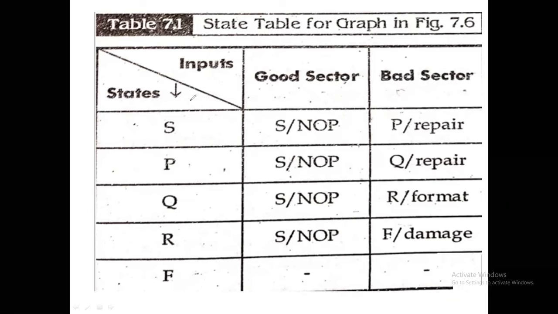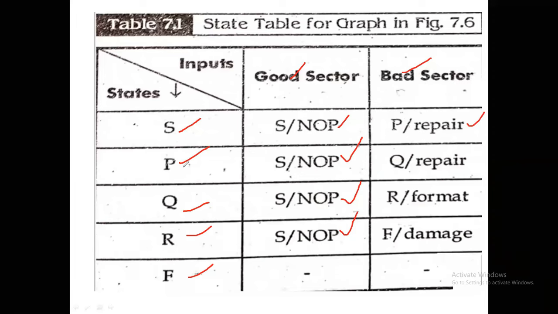So these are the different states and inputs: S, P, Q, or F, with good sector and bad sector. If it is a good sector, the output is yes, no problem. If it is state P, and it is a good sector, then there is no problem. Q, good sector, no problem. R, good sector, no problem. For example, if the state is S and it is a bad sector, then go to state P and repair.